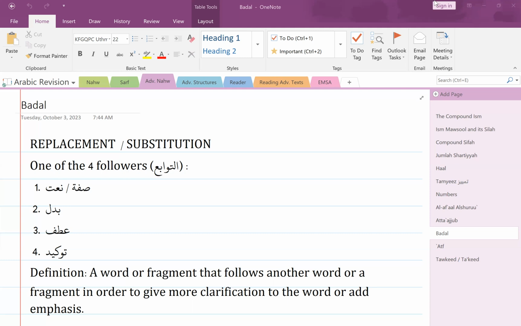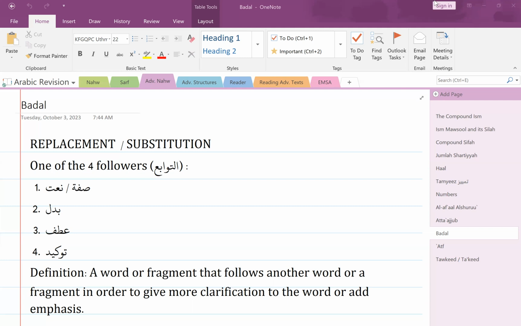And these four things are sifa. We covered sifa long ago when we were talking about mawsuf sifa. We mentioned that mawsuf sifa match in four properties. That's what we mean by tawabi', they follow each other. So that's the first one, sifa. The other name for sifa, you will see it in tafsir books and grammatical books, is na'at. So it's either called sifa or na'at. It's the same thing, basically. It's just a description.